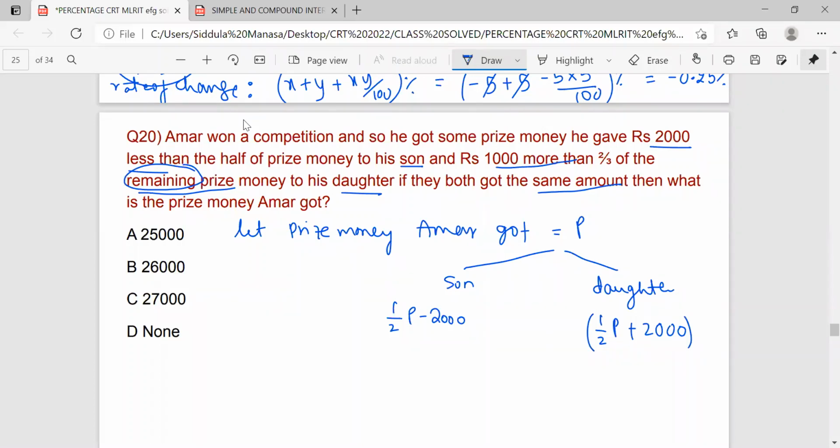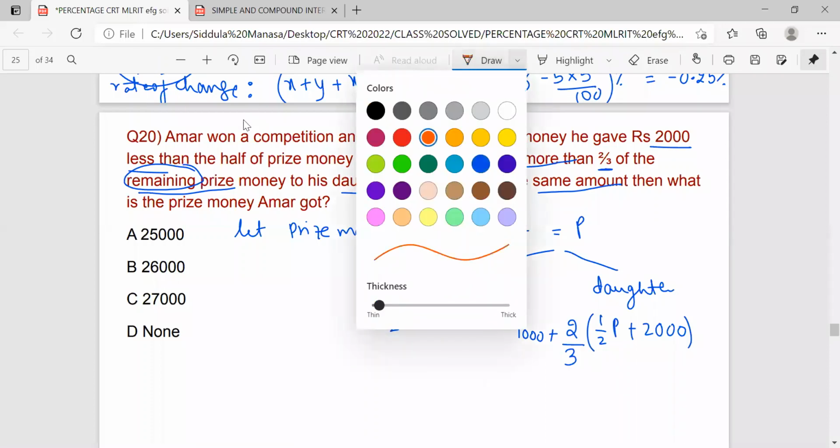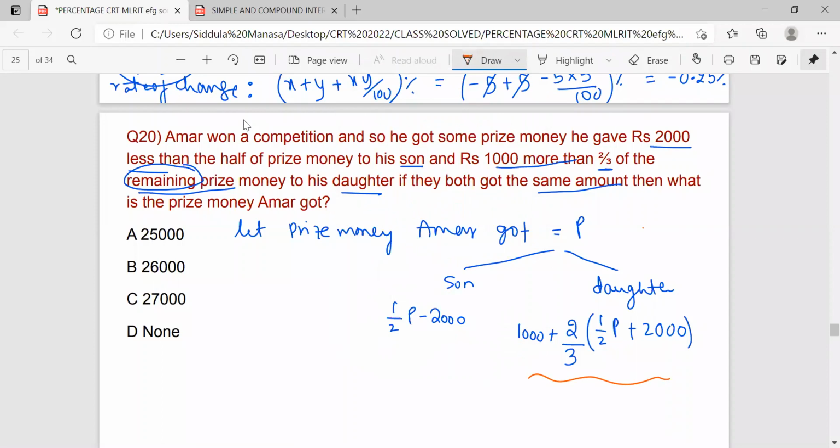On this, 2 by 3rd of the remaining prize money, you already know this is the remaining prize money. 2 by 3rd of it means 2 by 3rd into half P plus 2000, and how much more? 1000 more. So now we have how much the daughter is getting. This is the daughter amount and this is the son amount. In the question it is mentioned that both of them are getting the same amount. That means both of them are equal.